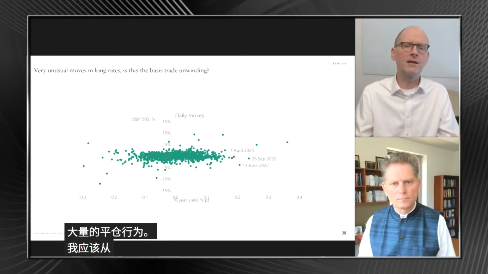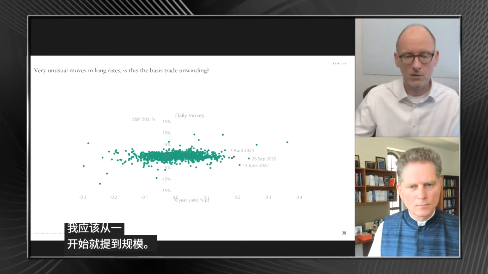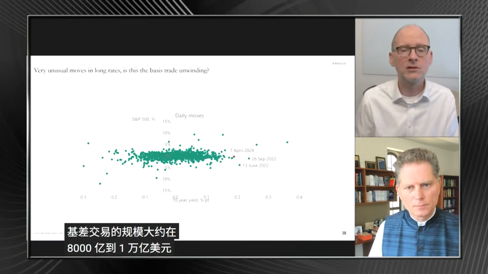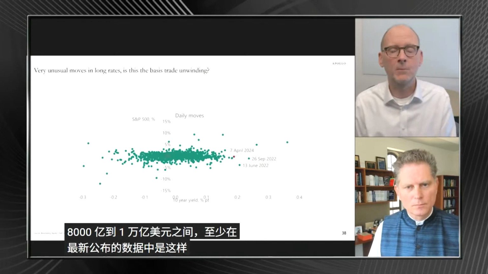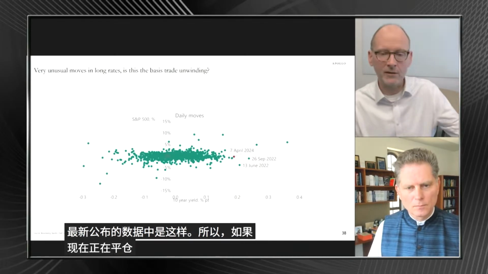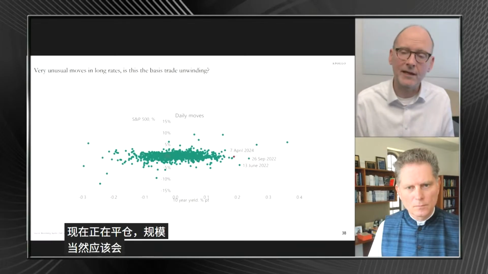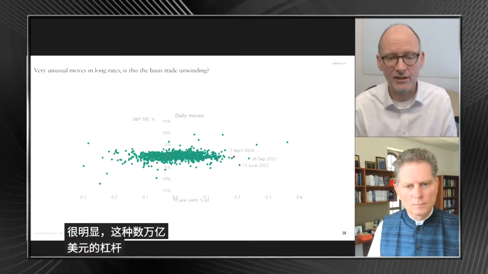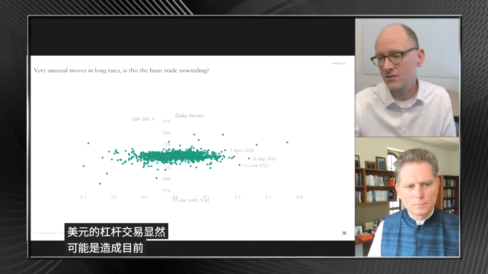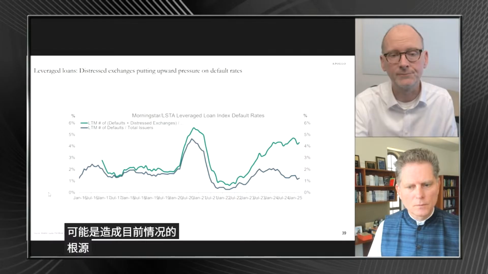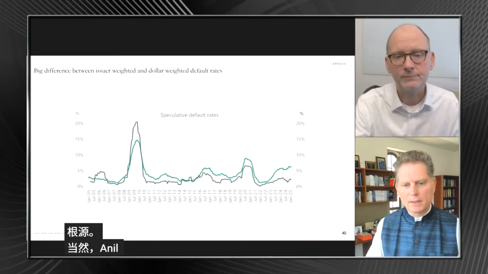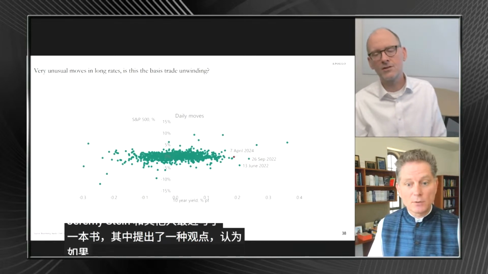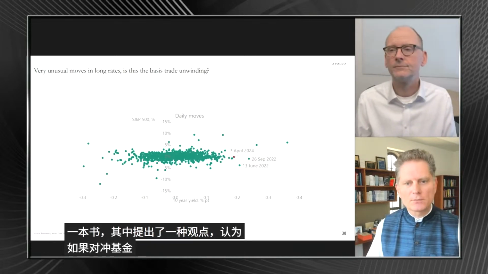And I should also have mentioned from the beginning, to your question, what we do know is that the magnitude of the basis trade is roughly 800 billion to $1 trillion, at least in the latest data that is published. So if that is now being unwound, that should be coming down. But it's very clear that $1 trillion in a levered trade is obviously something that could potentially be the source of what's been going on. So there's a take by Anil Kashyap, Jeremy Stein, and others who wrote recently a Brookings paper arguing that the Fed should step in if the hedge funds have to step out.